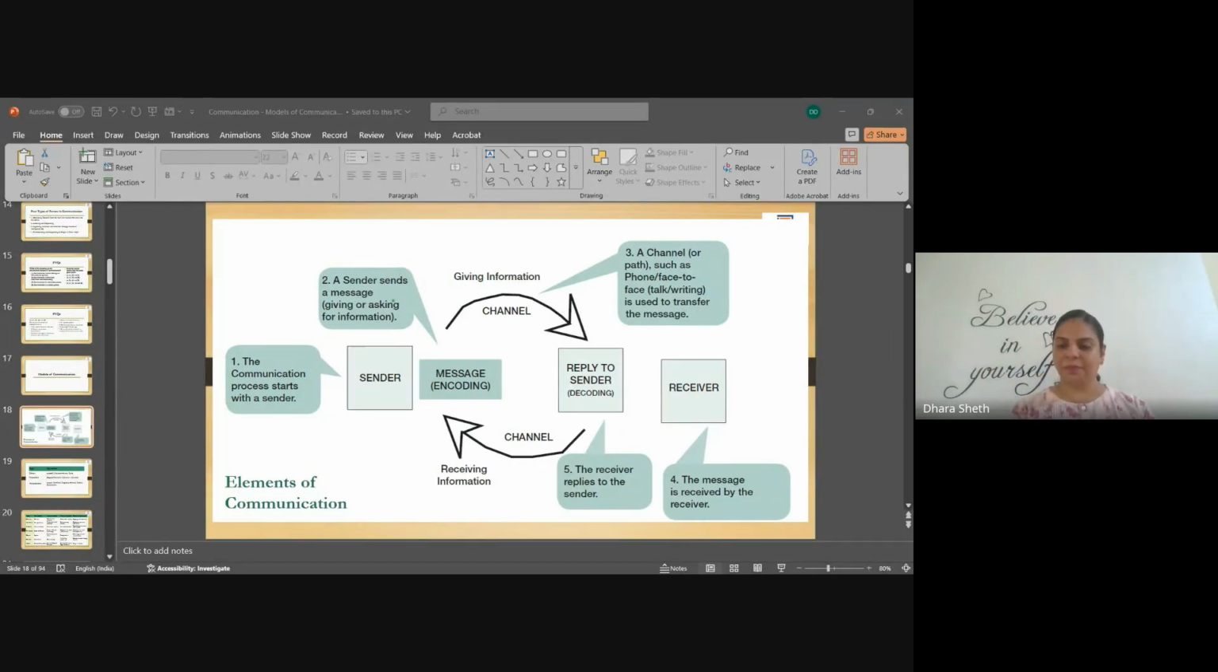Clear? Just go with the numbers written here. 1, 2, 3, 4, 5. Clear? Yes? Yeah. Okay.